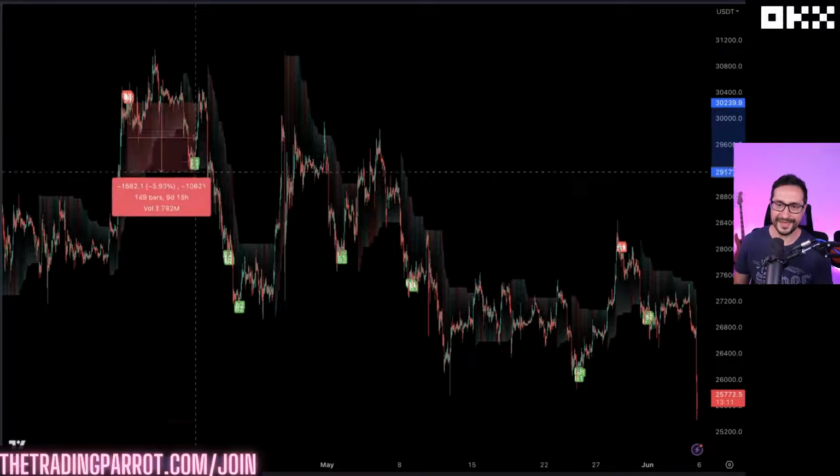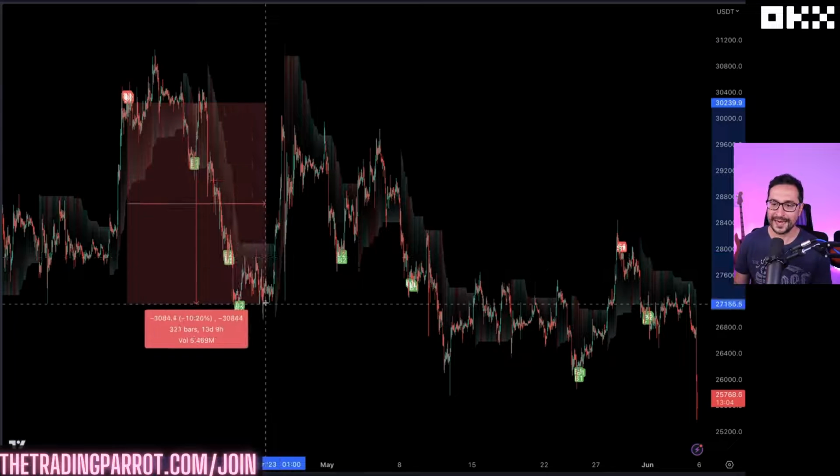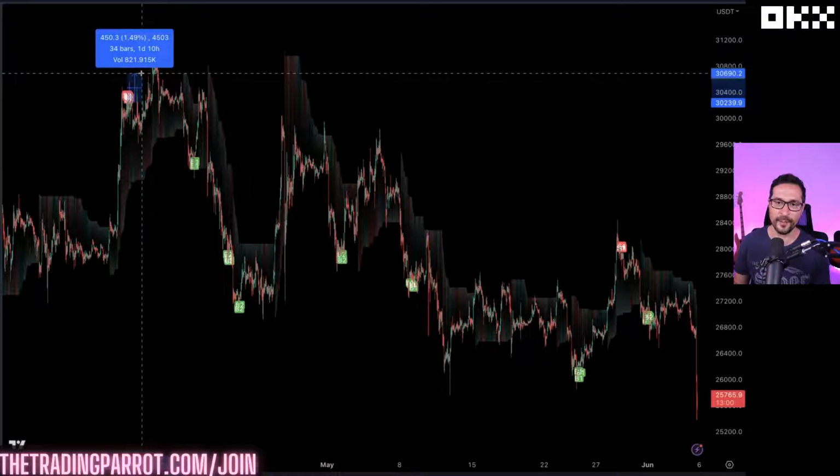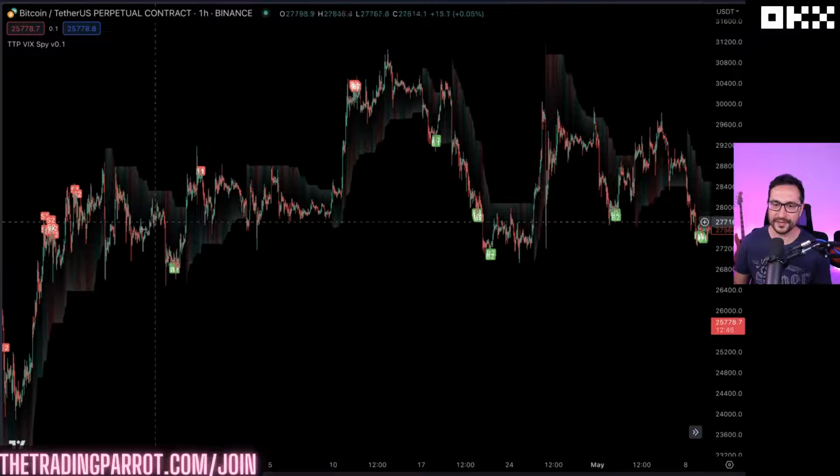This one here, it is profitable, but you need a decent stop loss to allow this to move 10% to the downside. If you only had a 1% stop loss, of course, they're going to catch you. A few more signals here.